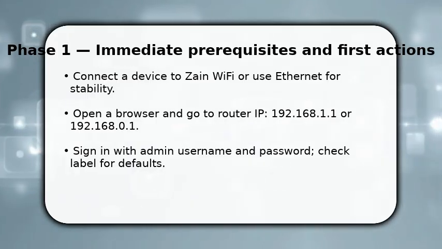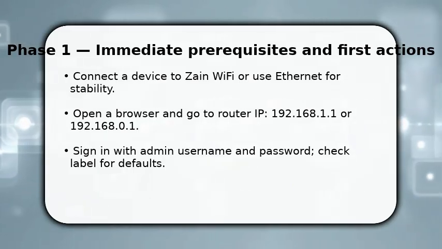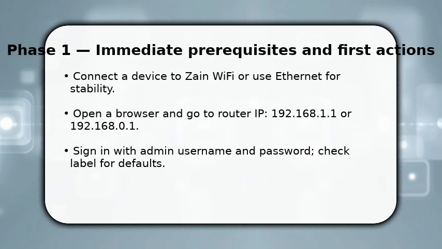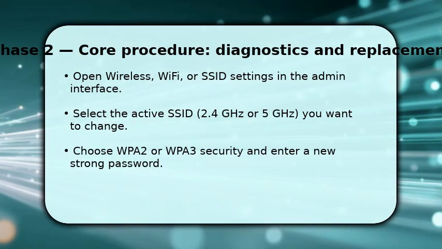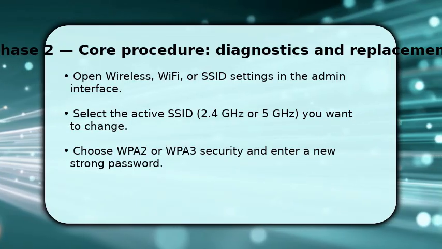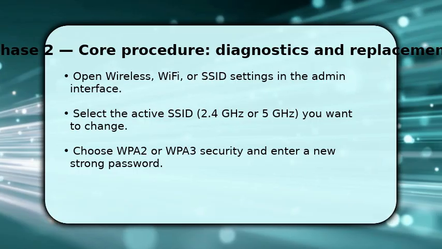When prompted, log in with the router's admin username and password. If you changed these before, use your saved credentials. Otherwise, check the router label for defaults. Once you're in the admin interface, navigate to wireless or Wi-Fi settings. This is where SSID and password live.